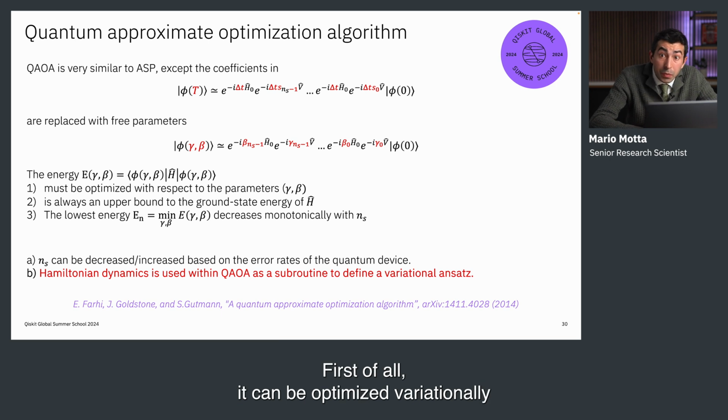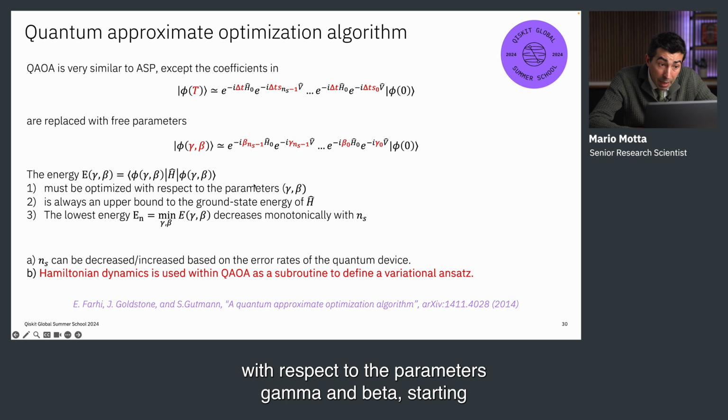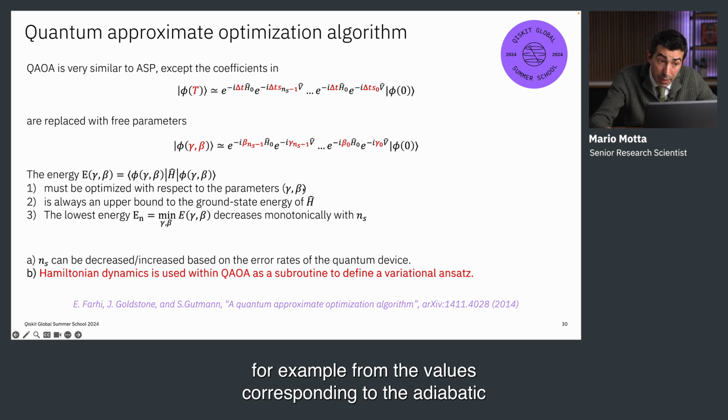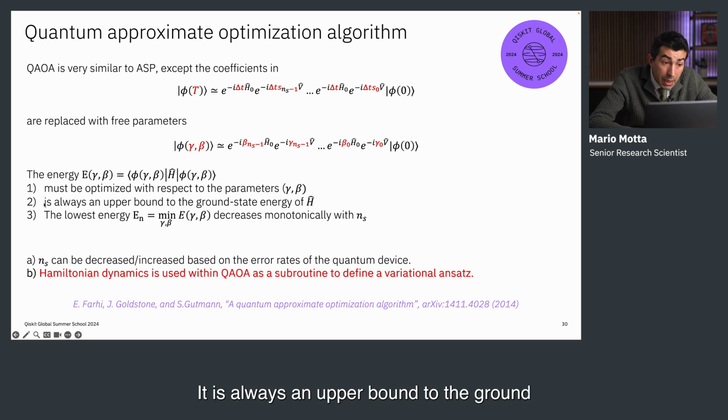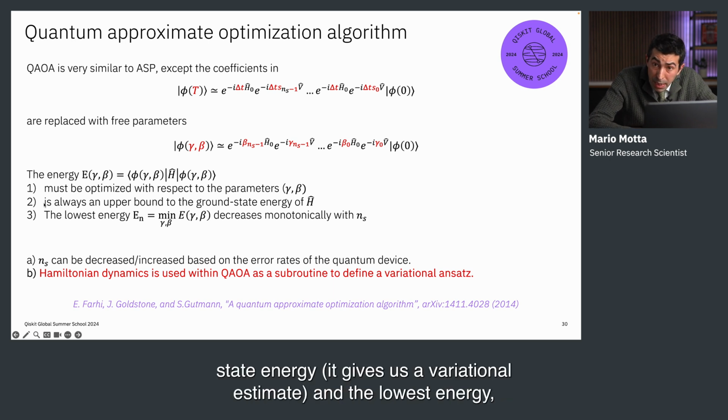But first of all, it can be optimized variationally with respect to the parameters gamma and beta, starting, for example, from the values corresponding to the adiabatic state preparation. It is always an upper bound to the ground state energy. It gives us a variational estimate.